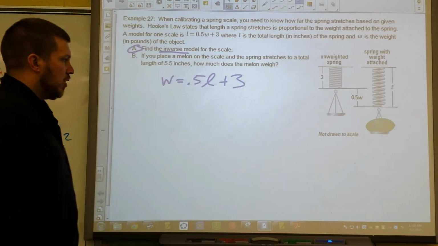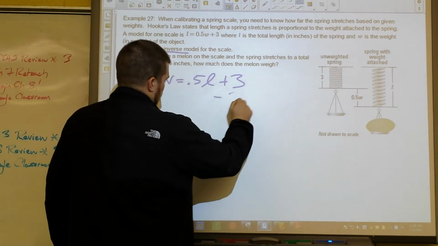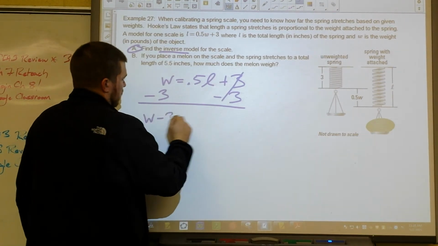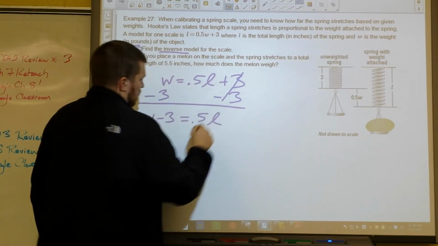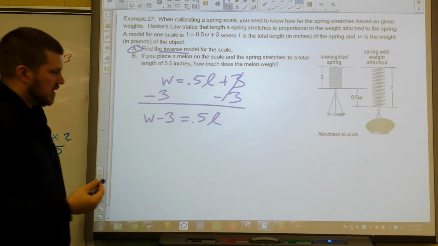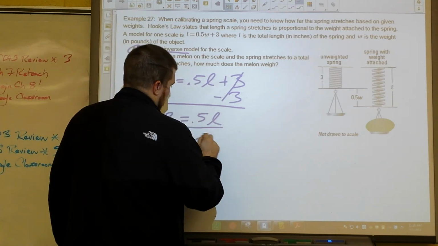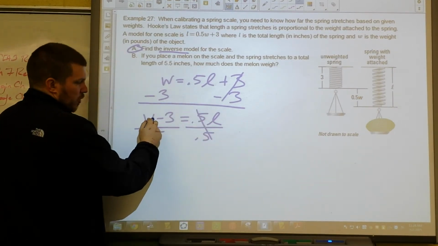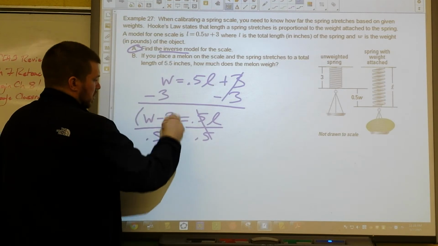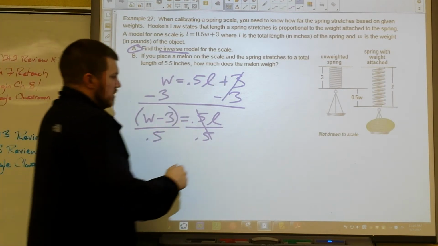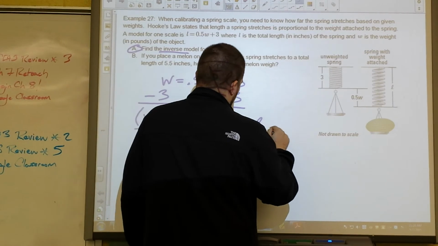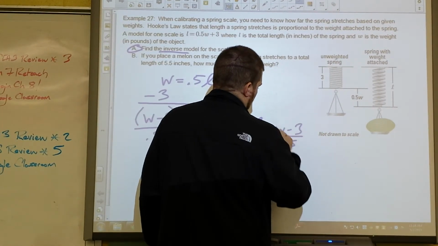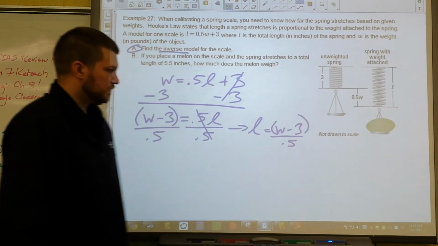And now I want to get L by itself, so minus 3. Cancel out, so I have W minus 3 equals 0.5 L. I want to get L by itself, so I'm going to divide by 0.5. No big deal. Cancel out. Now I have more than one thing on top of my fraction, so it must go in parentheses, otherwise it's going to come out wrong. So I have my inverse model as L equals (W minus 3) over 0.5. Okay, I can leave it like that if you want to, no big deal.